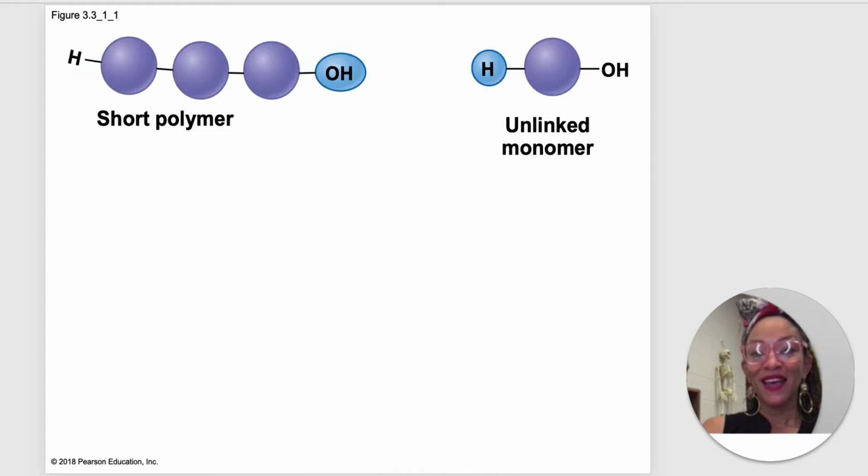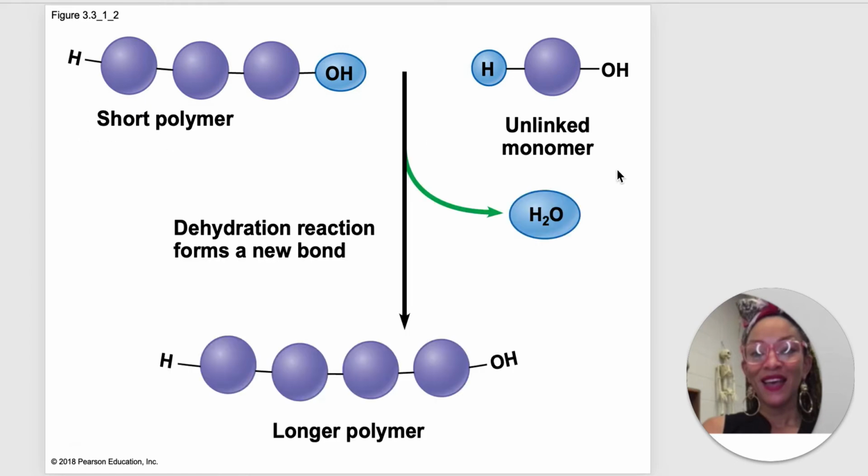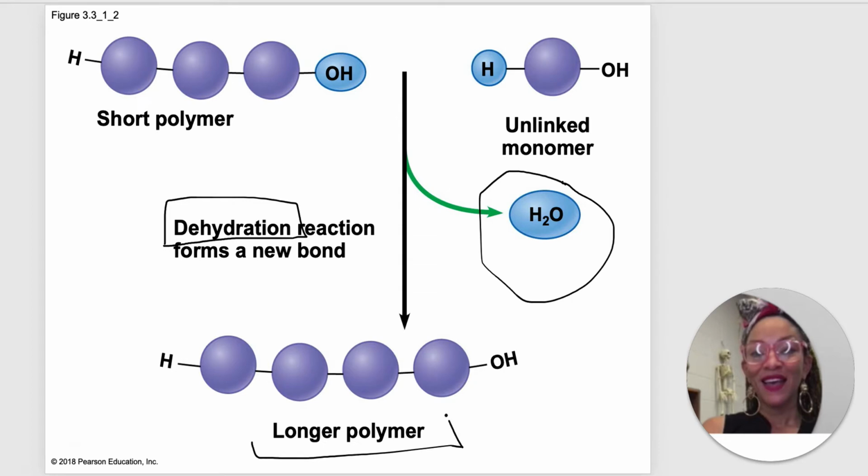All right, so for example, we have a short polymer and just a single monomer. It's not really linked to anything. Okay, so then we have a dehydration reaction. Remember, dehydration, we're going to lose this water molecule. And now the bond between this short polymer and this single monomer can now come together. And now you have this longer polymer. Remember, poly means many.